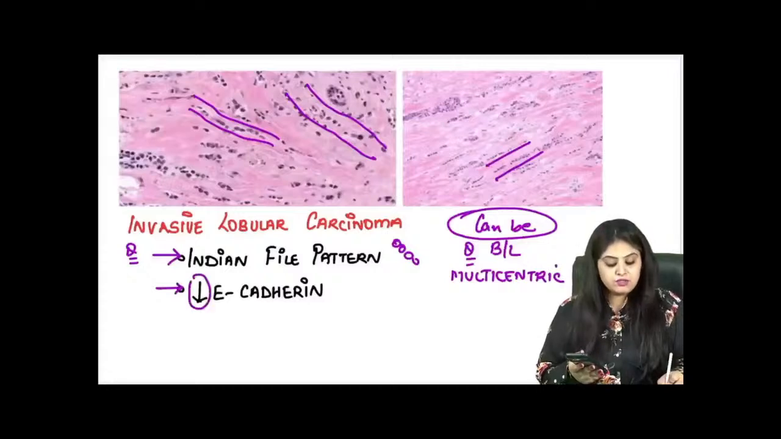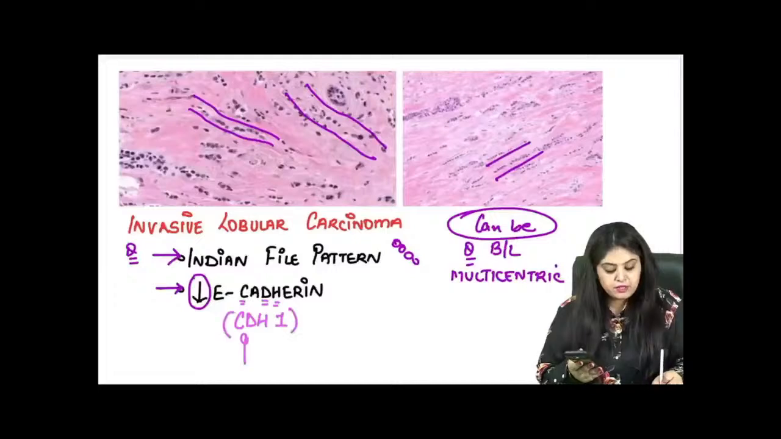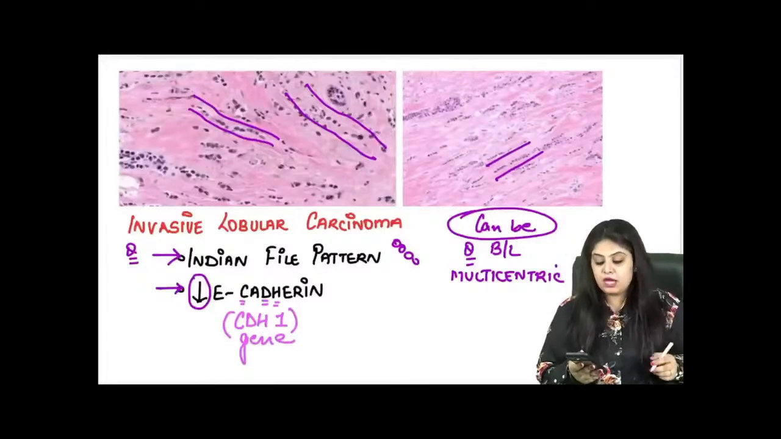Excellent. Next, what is the genetic alteration? There is a down regulation of E-cadherin. This won't be there in the exam. They will write CDH gene. So you should be able to focus it from here. CDH is nothing but E-cadherin.